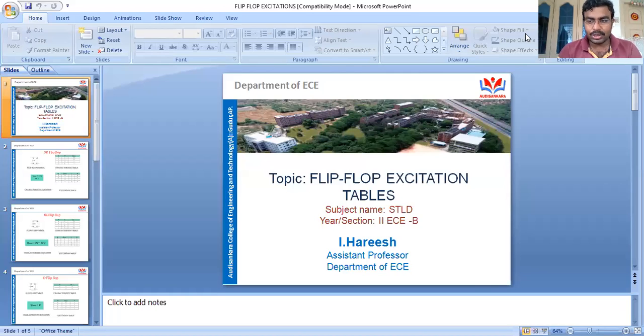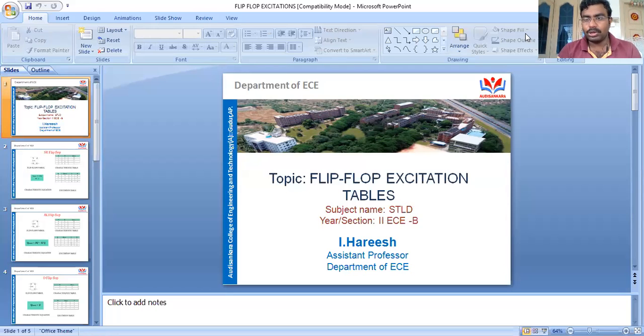Actually, these excitation tables are the exact reverse of your truth tables, guys. Truth tables give you the next state or output with the help of the present input and current state. Whereas excitation tables give you the information regarding what inputs we should have for the given present state and next state.